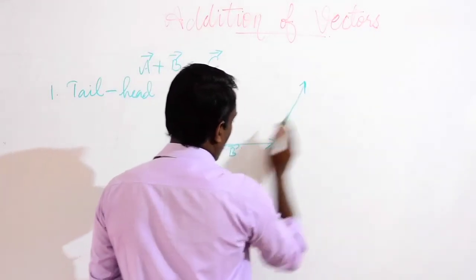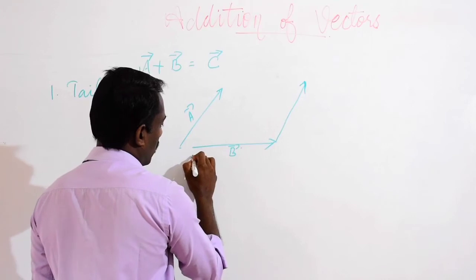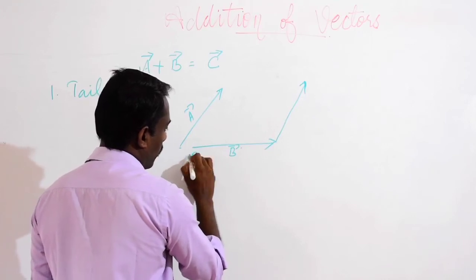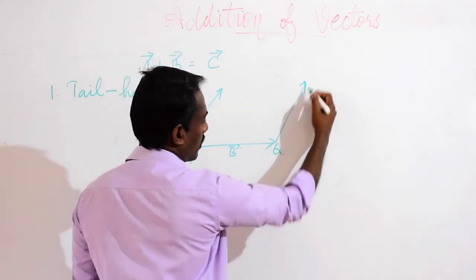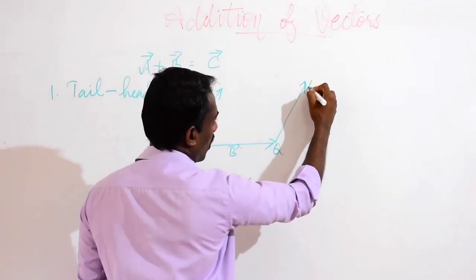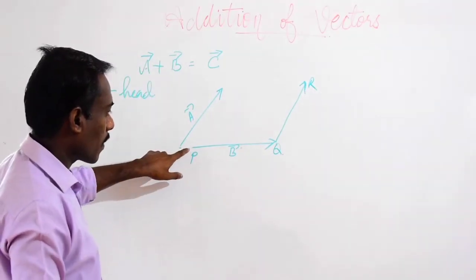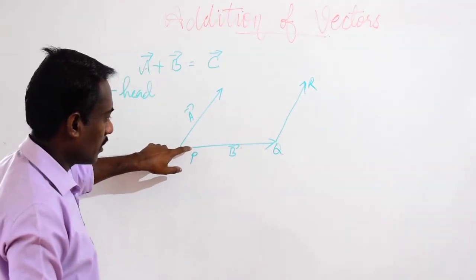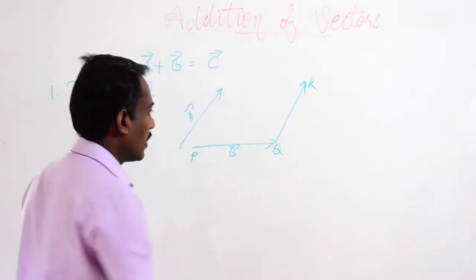Now, as we move them, what happens? Take this vector B as PQ, and this one as QR. Now join the tail of the vector B and the head of the vector A.